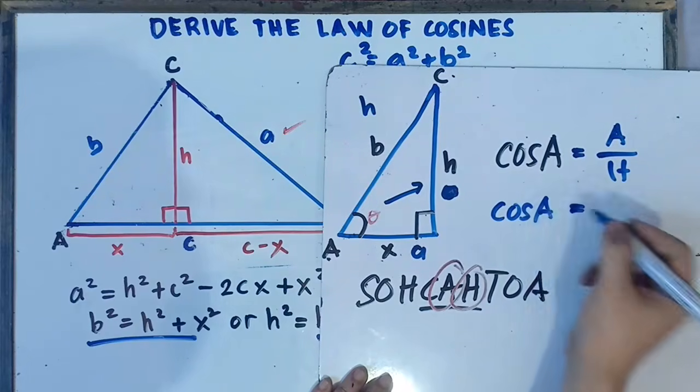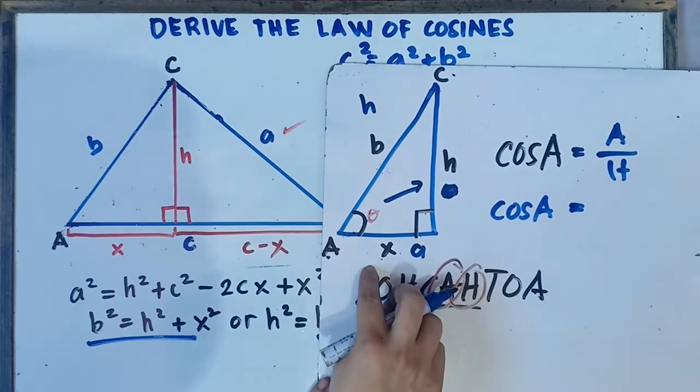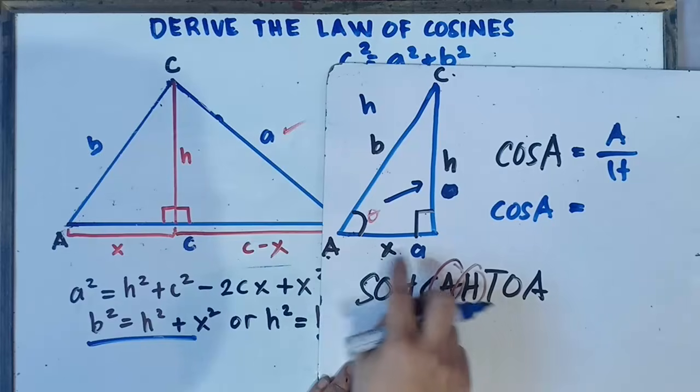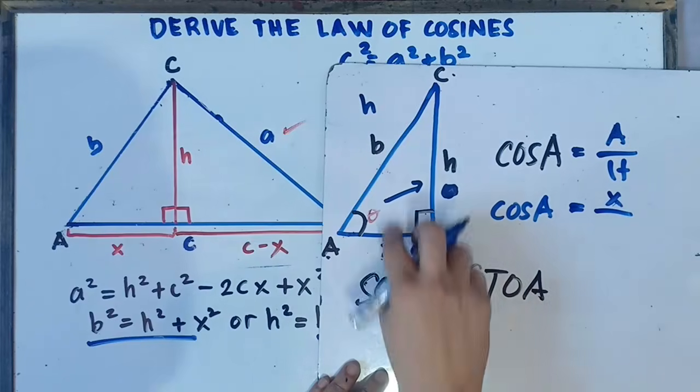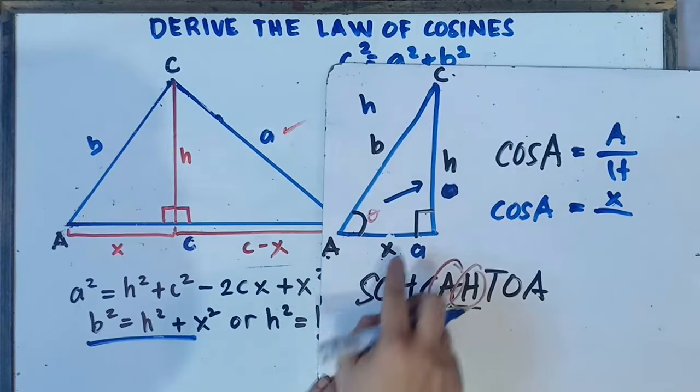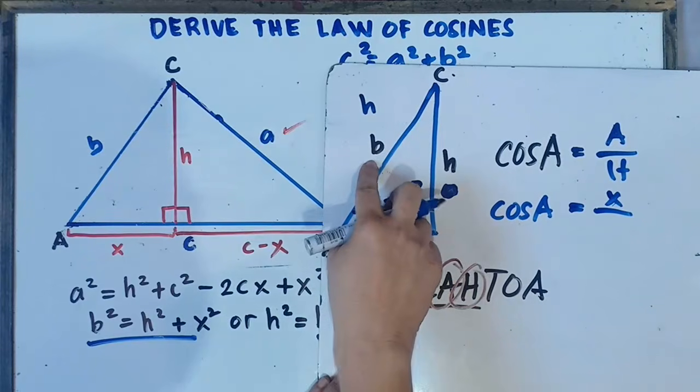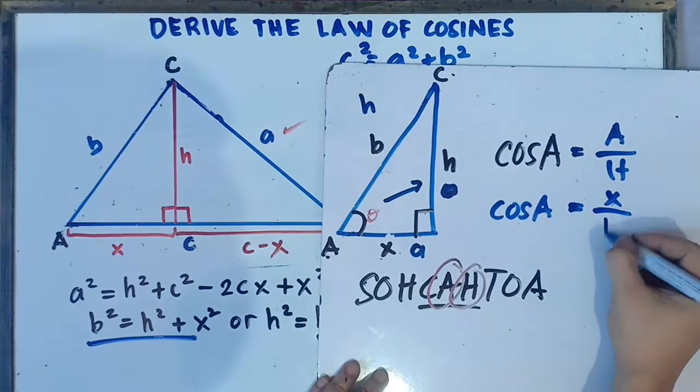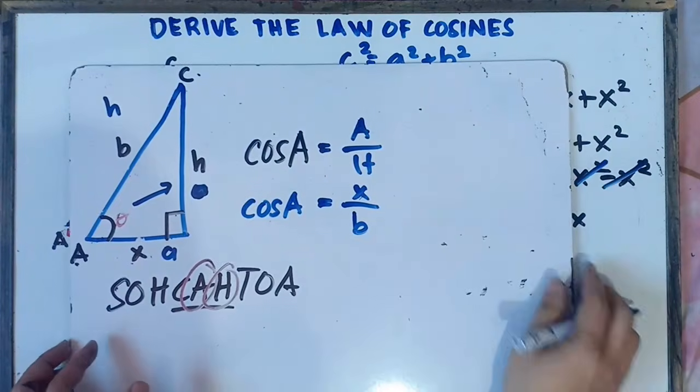Cosine A, the adjacent is X. Once again, class, this is the adjacent, right? The adjacent side is X. And then the hypotenuse is B, the longest side. Okay, the longest side is B. So, X over B. And then simply cross multiply.